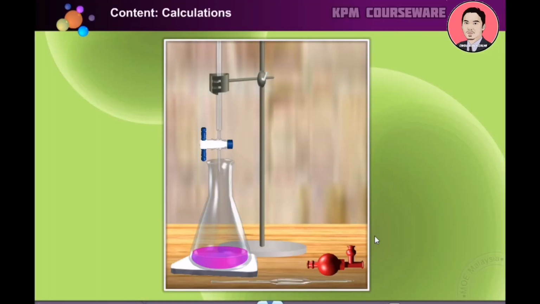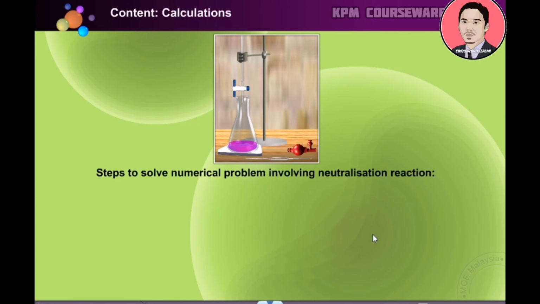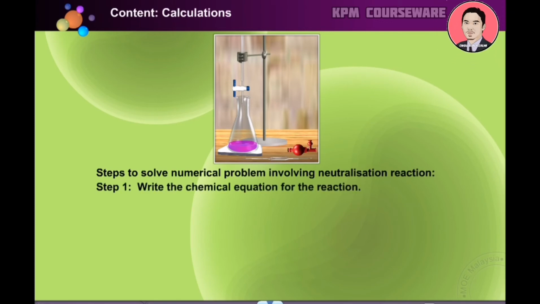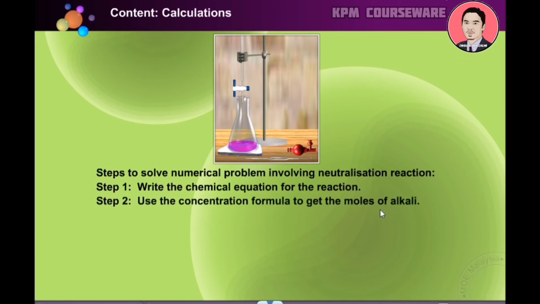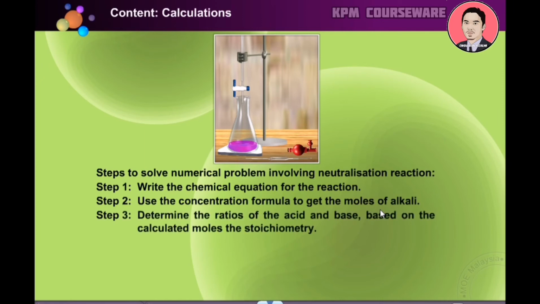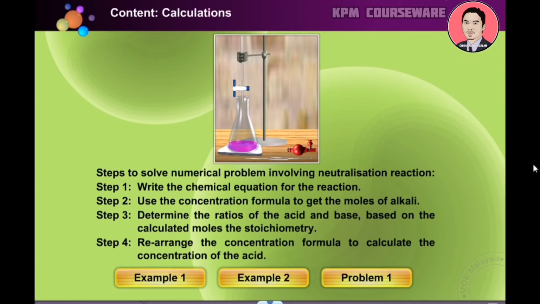Acid-base titration is used to find the concentration of an acid or a base. To solve numerical problems involving neutralization, you must be able to write chemical equations for the reactions. Then, work out the moles of the alkali using the concentration formula. Next is to look at the ratios of the acid and base in the original equation, the stoichiometry. Lastly, find out the concentration of the acid. Click on the example button.